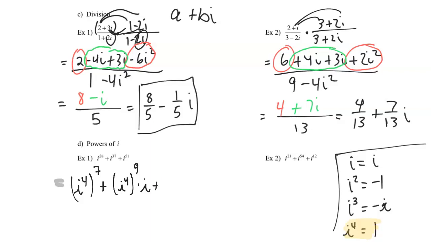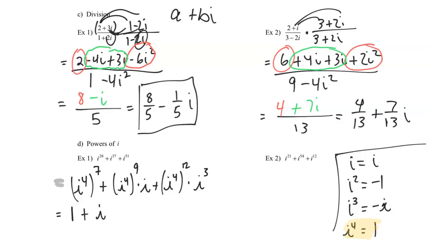Okay, finally, i to the 51st is going to be i to the 4th, and then how many times does 4 go into 51 evenly? Well, that would be 12 times, since 4 times 12 is 48, and there are 3 i's left over, so I'm going to end up with i cubed there. Okay, so now every time we see i to the 4th, that's just equal to 1. So this is going to be 1 to the 7th power, which is going to be 1, plus i to the 4th is 1, raised to the 9th is 1, and 1 times i is i.